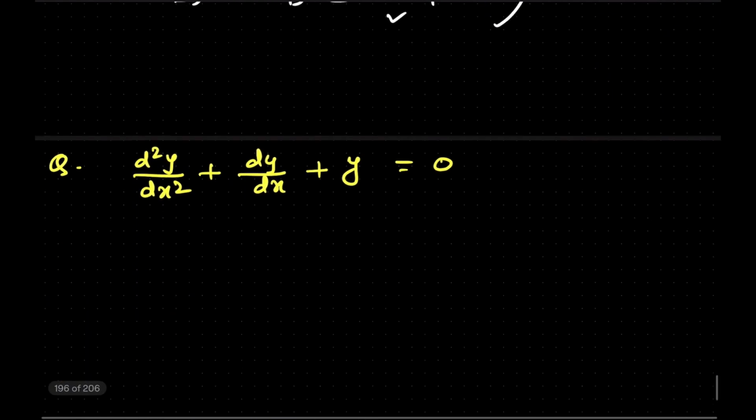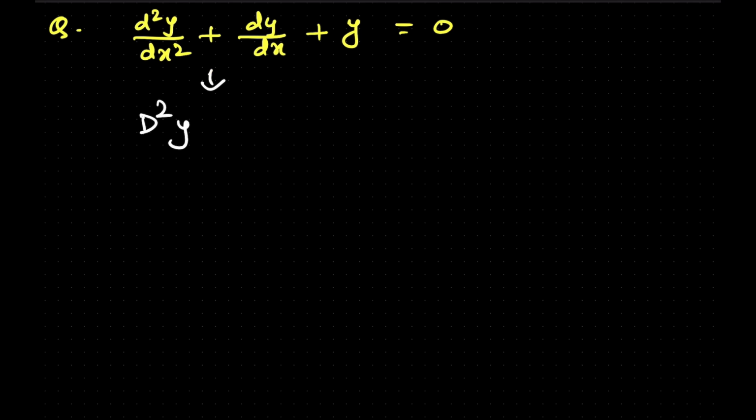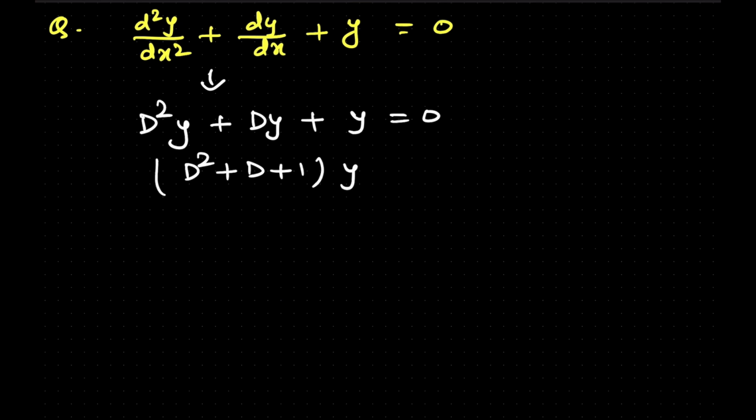So now let's see one more problem. You can pause this video and solve this problem. So here again you can write this as D square y plus Dy plus y equal to 0. So this y will come outside. D square plus D plus 1 is equal to 0. Now let's find the roots of this polynomial f(D).